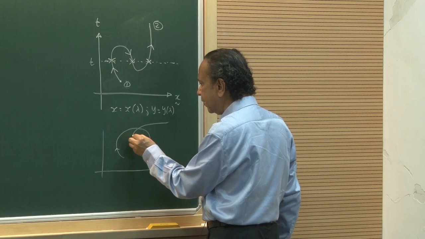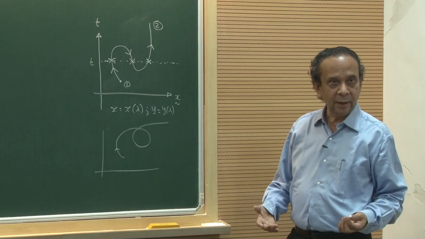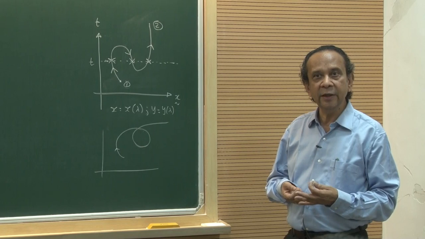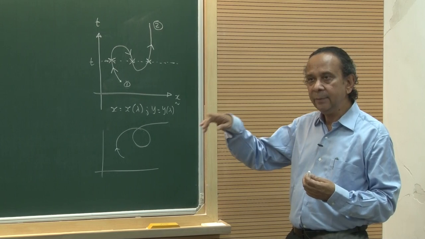But the curve will remain the same. The simplest example of this is a circle. A circle is y equal to square root of a squared minus x squared. But instead of doing it like that, you can give the circle as y equal to a cos theta and x equal to a sin theta.